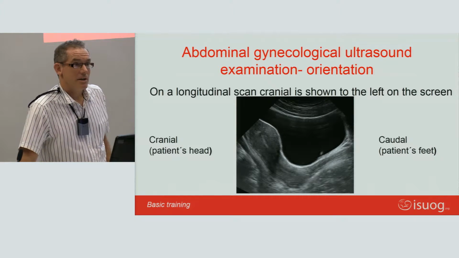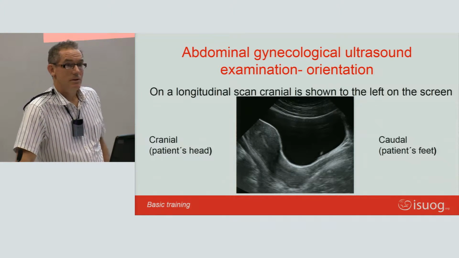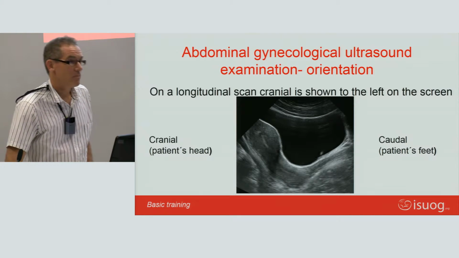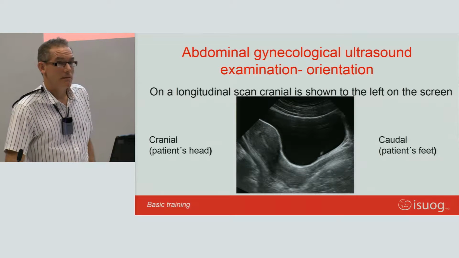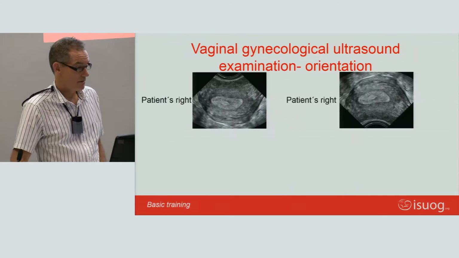There's also international consensus that when you scan sagittally or longitudinally on the uterus, the same applies, in that you have the patient's head on the left-hand side of your screen as you view it, and the patient's feet on the right. This is quite important because if you see an image in a journal, you'll automatically be able to orientate yourself, and it makes the interpretation a lot easier.